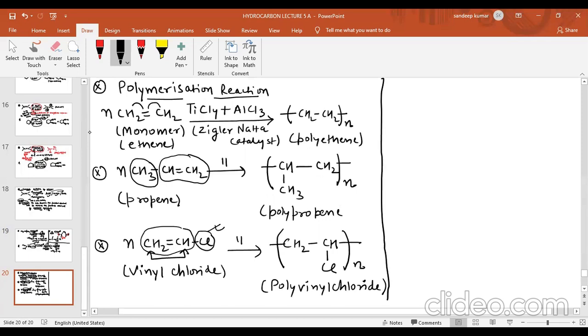If it is given like this, n monomers of CH2 double bond CH and CN, this is basically acrylonitrile.